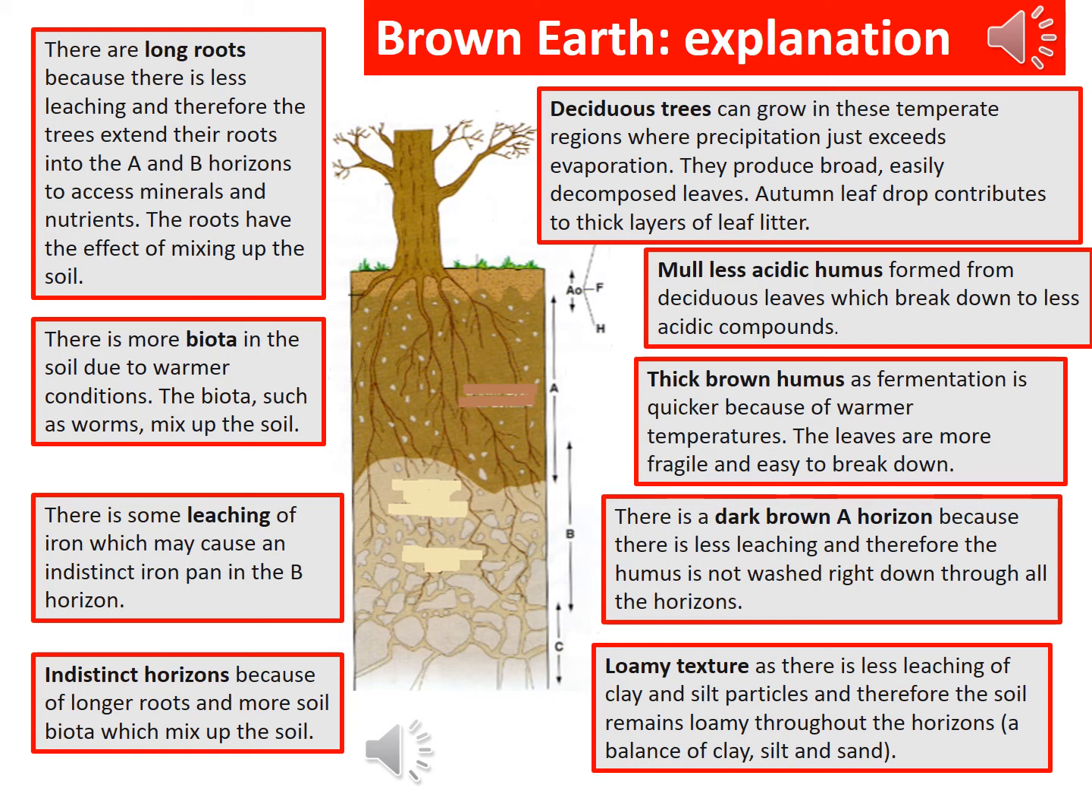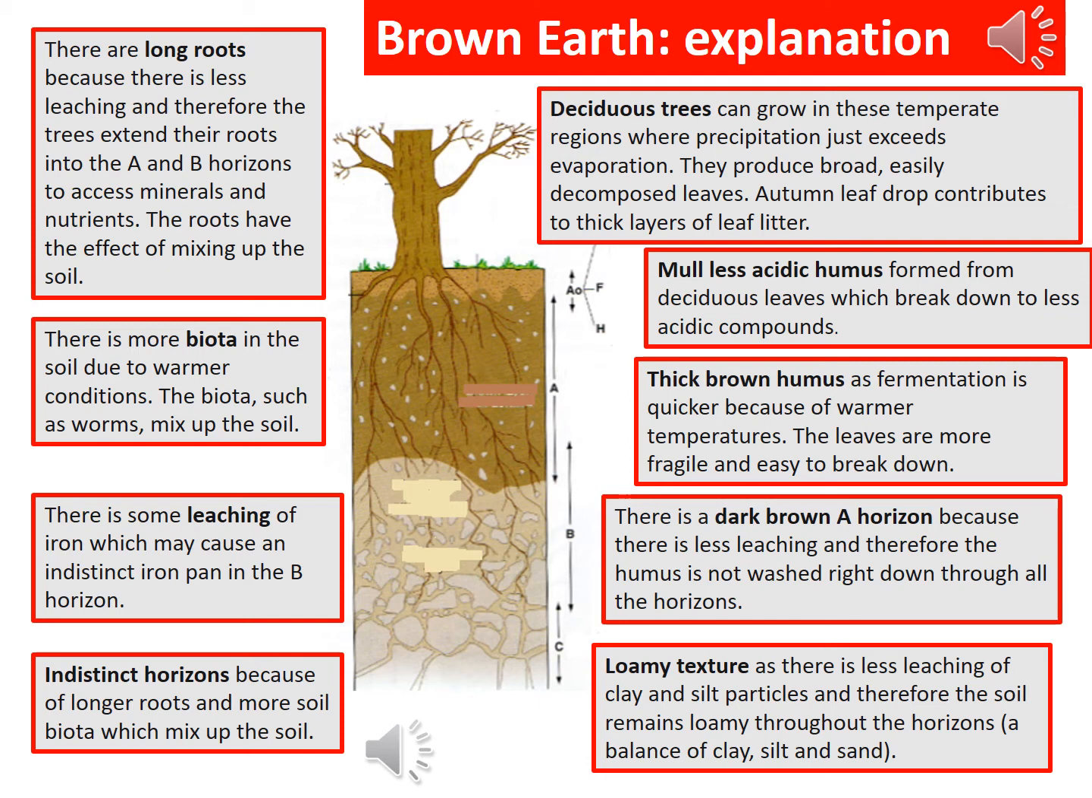Okay, bottom left hand side, indistinct horizons. Remember, the earthworm's job is to churn up the soil. We have earthworms here in abundance. They love a brown earth. They couldn't get enough of it. So we do have soil biota here. Mixed with the long roots of the deciduous trees, earthworms plus long roots means that the soil is being churned up. So it leads to indistinct horizons.